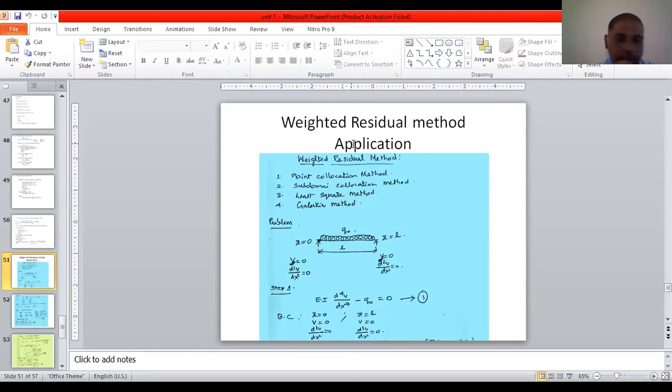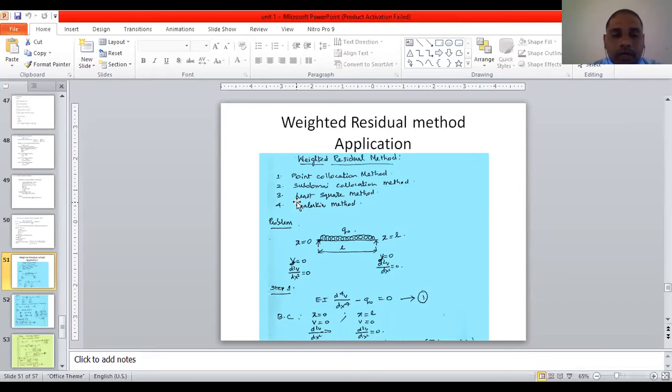In which we are going to explain the weighted residual method. In the earlier classes, we discussed what methods are involved in the weighted residual method and how to solve it. We discussed how to form the governing equation and how to impose the boundary conditions. Today we're going to explain it in detail with an illustration based on a problem on solid mechanics.